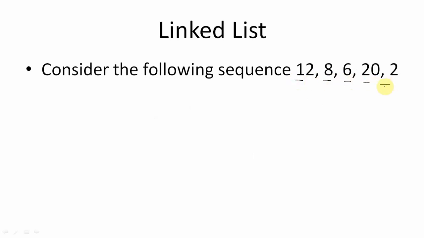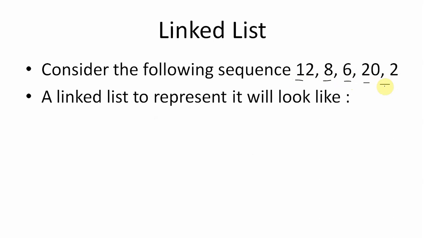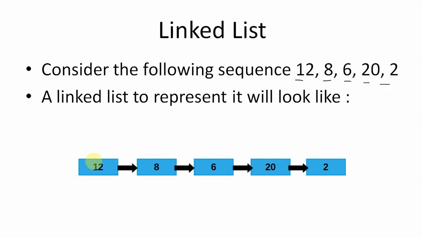Now consider the following sequence, and how a linked list will be formed. As we have already seen, the linked list representation will look like this. 12 will be the first node, 8 is the second and so on. 2 will be the last node of the linked list. If you want to add some more nodes, say you want to add 18, you can create a new node and connect this 18 with 2. Now this 18 will become the last node of the linked list.